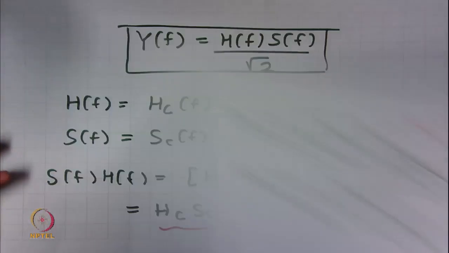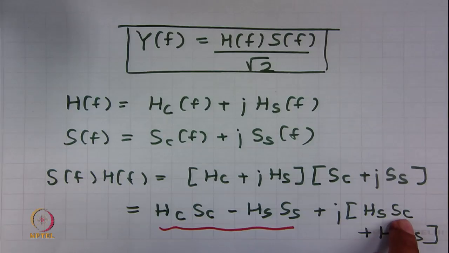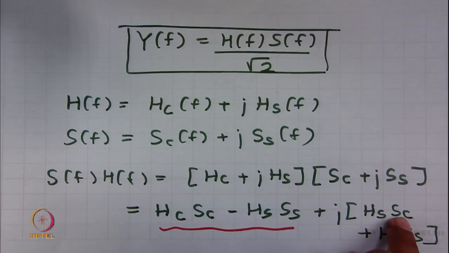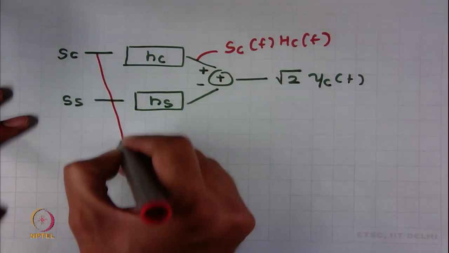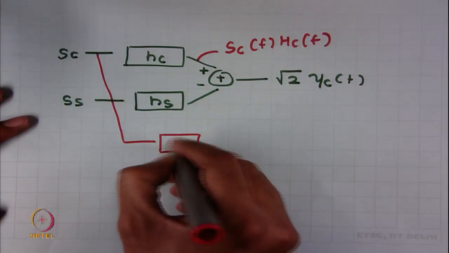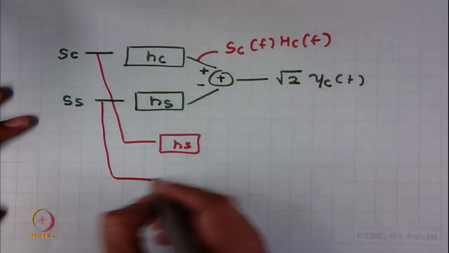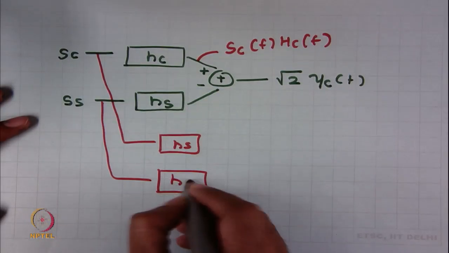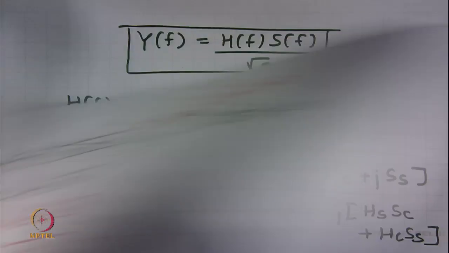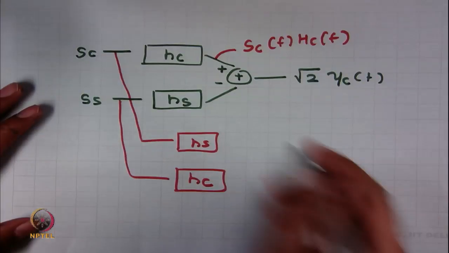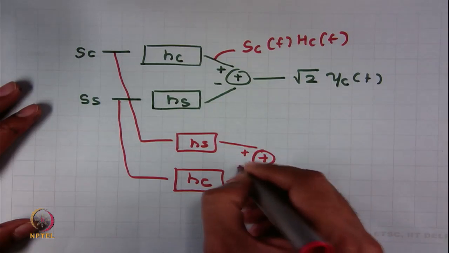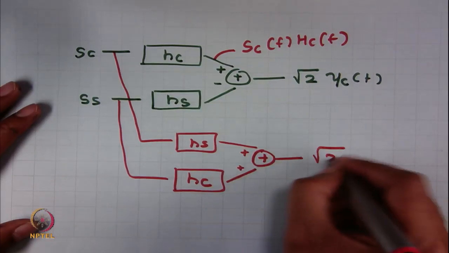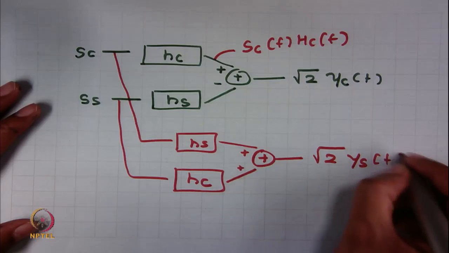Similarly, now I have to make this part. So, I have to multiply SC with HS, and I have to multiply SS with HC, add these two things up, and what I get is root 2 times YS(t).